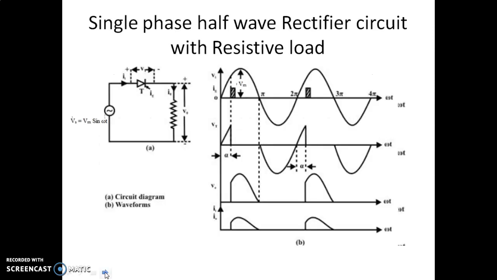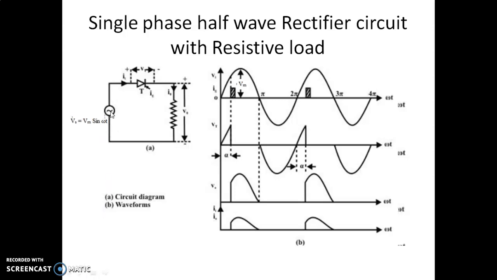You can see it in the figure. You can see this is the input voltage waveform. The input voltage waveform starts from omega t equal to 0, and the SCR is fired at an angle alpha from the 0 value.